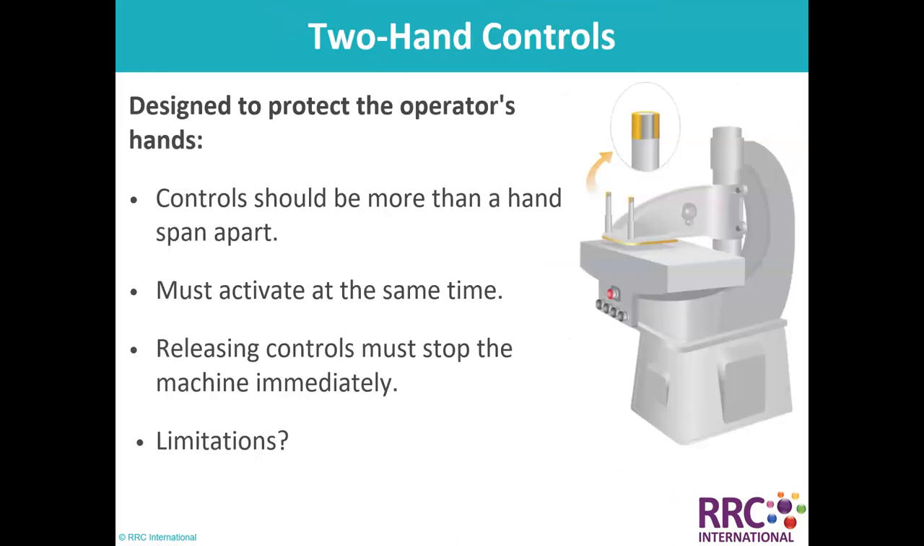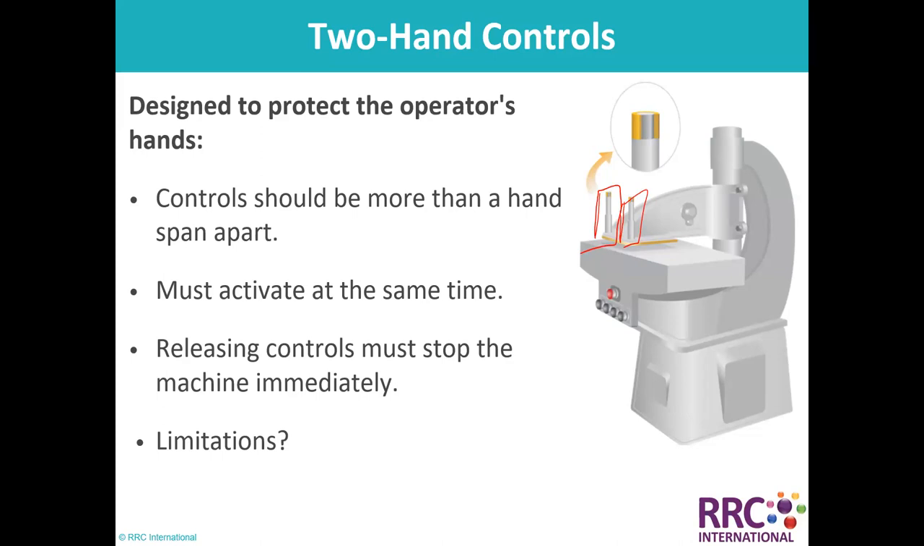In the two-hand control, this kind of guard has two knobs on the machine. Until you hold both of these holders and keep them held, the machine is not going to be operable. Why? Because it has to sense your hands over here. This is good because we are protecting our hands.